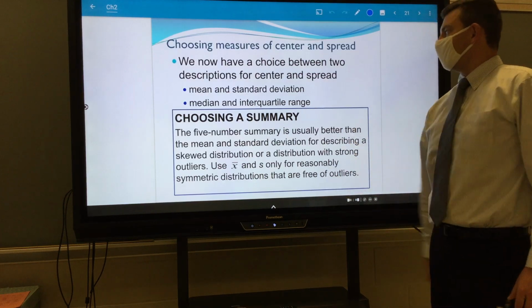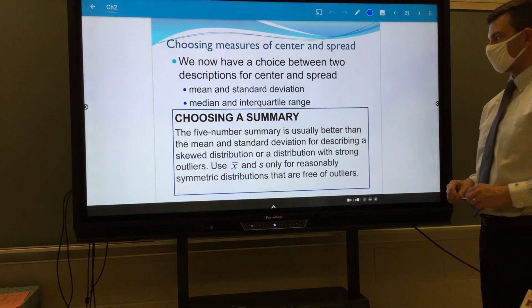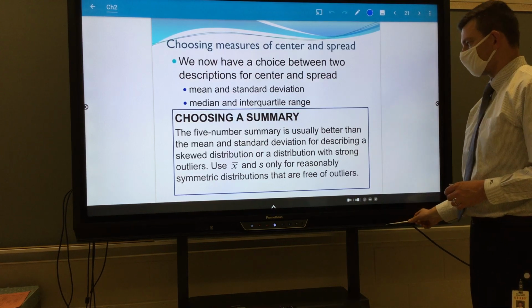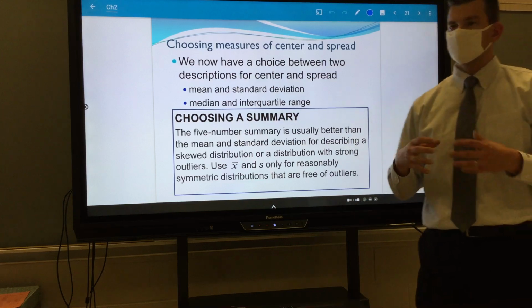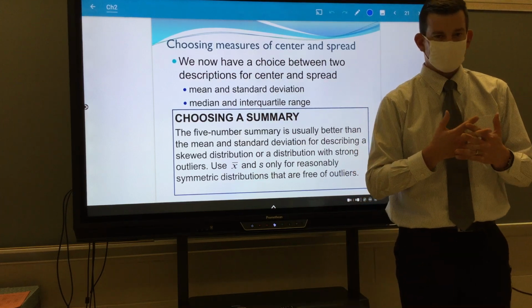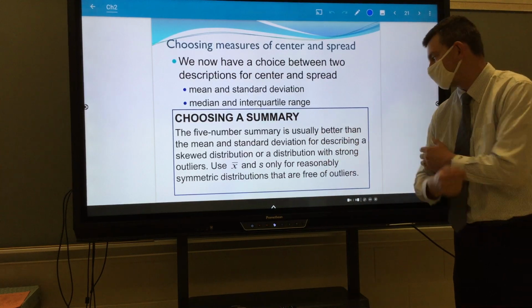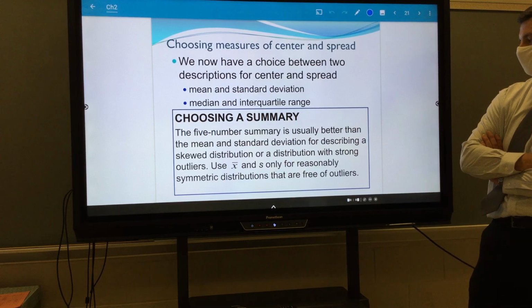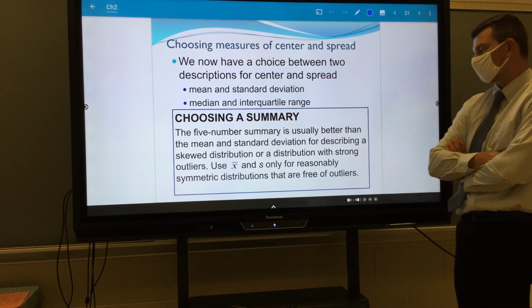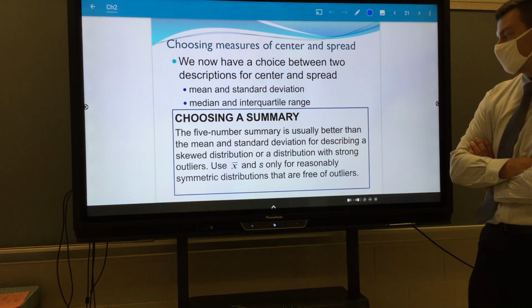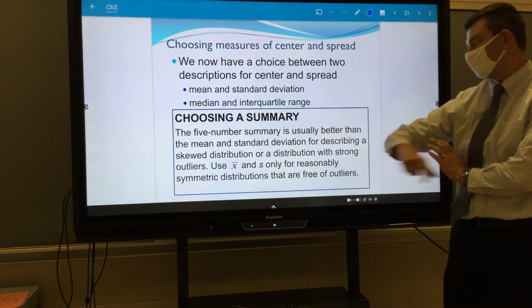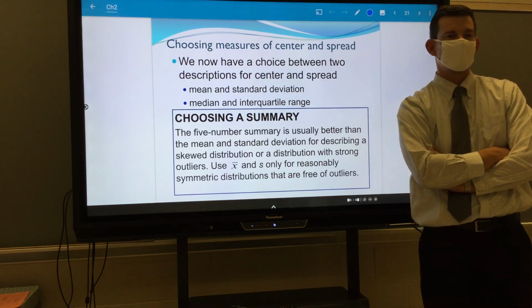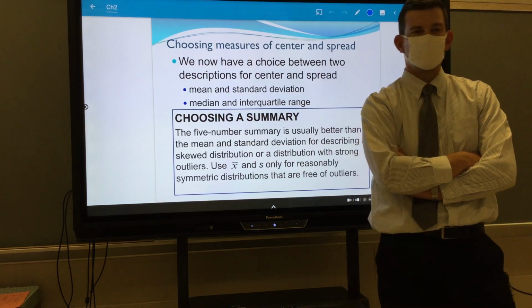So it says we now have a choice between two descriptions for center and spread: mean and standard deviation, median and interquartile range. Okay? You want to pick one based off of your data set. It says the 5-number summary is usually better than the mean and standard deviation for describing a skewed distribution or a distribution with strong outliers. Okay? Use x bar and the standard deviation only for reasonably symmetric distributions that are free of outliers. Outliers mess up the mean.